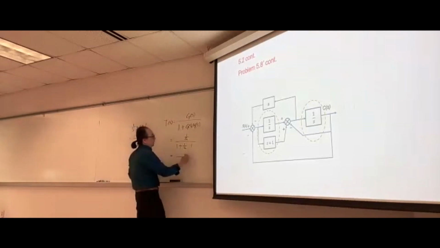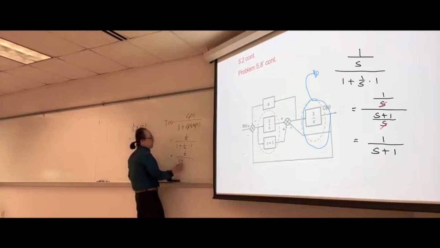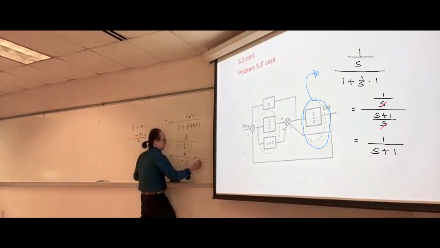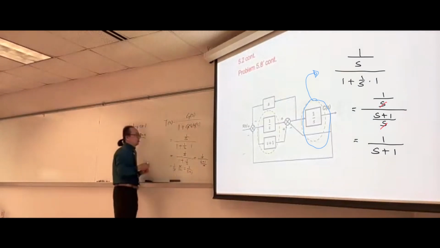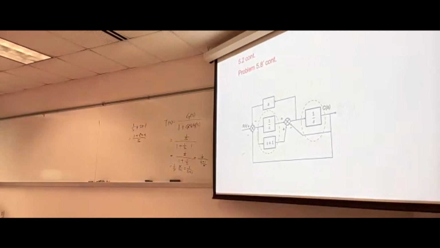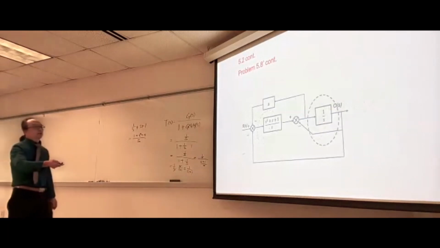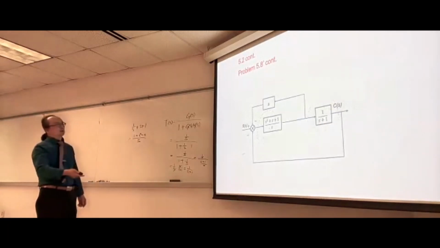For this one, we have 1 over S, 1 plus 1 over S, and then I want to have a common denominator. So S plus 1 over S, and 1 over S, that is 1 over S times S over S plus 1. We cancel, leaving 1 over S plus 1. So as you go on, combining all these boxes, make sure you have a single term. So for parallel, we have that. And then for this feedback, we have 1 over S plus 1.